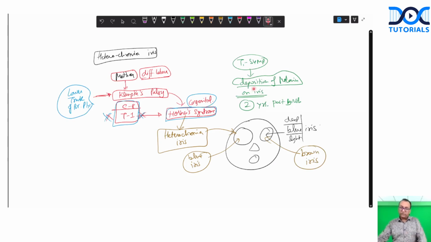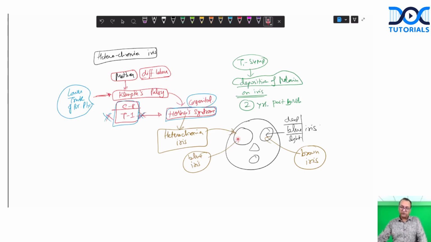So understand, we need the T1 sympathetic pathway, which was compromised right at birth, for the deposition of melanin on the iris, and it takes around 2 years post birth. This baby never had a chance to turn the blue iris into green, and then brown. That is how it happens.